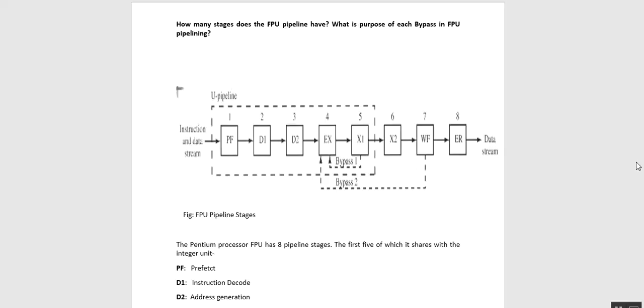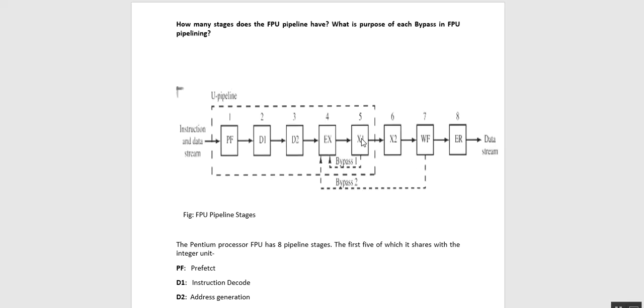The FPU, that is the floating point unit, achieves its quick speed through a pipeline containing 8 stages. The first 5 stages, that is PF, D1, D2, EX up to X1, are the ones that make up the U pipeline which processes integer instructions. The operations of the fifth stage are different, however, and fit the remaining 3 stages that complete the floating point pipeline.